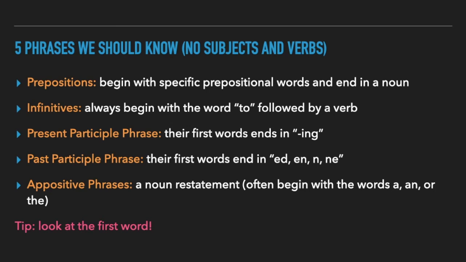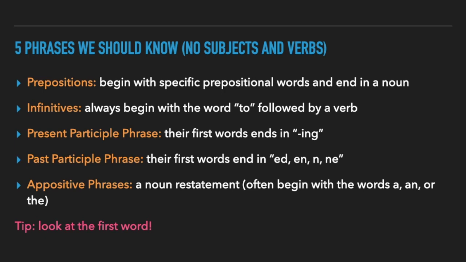And this one's very similar to the present participle phrase. Again, it contains a word that is not the verb in the sentence, and you just look at the first word to see what it ends in. And so the first word of a past participle phrase typically ends in ed, en, n, or ne.